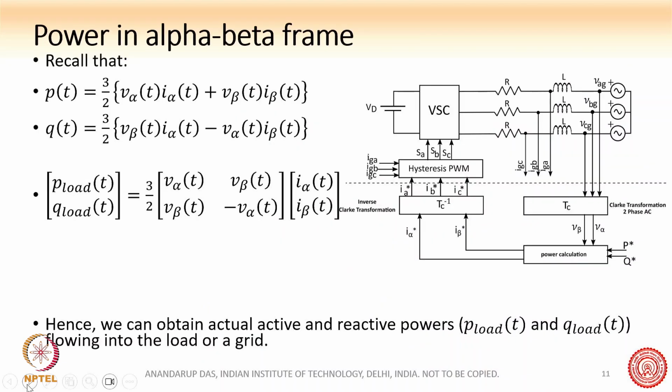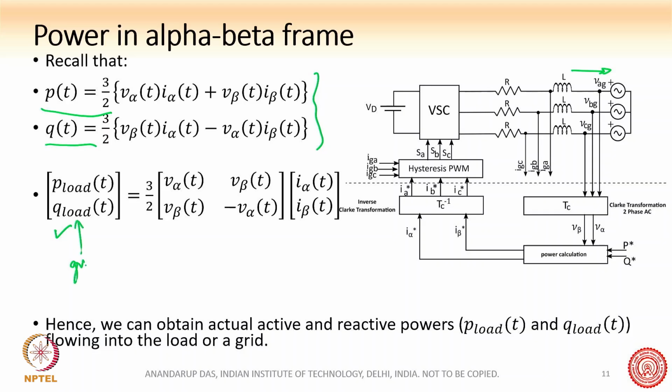So what is done here is, you can see that we can recall this equation we had derived in the alpha beta frame, okay. The power in the alpha beta frame is PT and QT, right, and this was the equation: V alpha I alpha plus V beta I beta, and V beta I alpha minus V alpha I beta. So suppose this is the current which is flowing through this grid, I can always find out how much is the power, active and reactive power, being injected into the load or grid, okay.